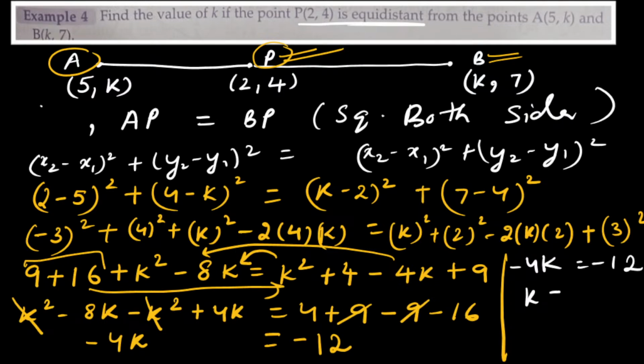So k I have to find. So minus 4 I'll shift to the other side. It will be in division form, because here it's getting multiplied. So k is equals to 3 is the correct answer. Yes, k is equals to 3, not minus 3. Positive 3, not negative.